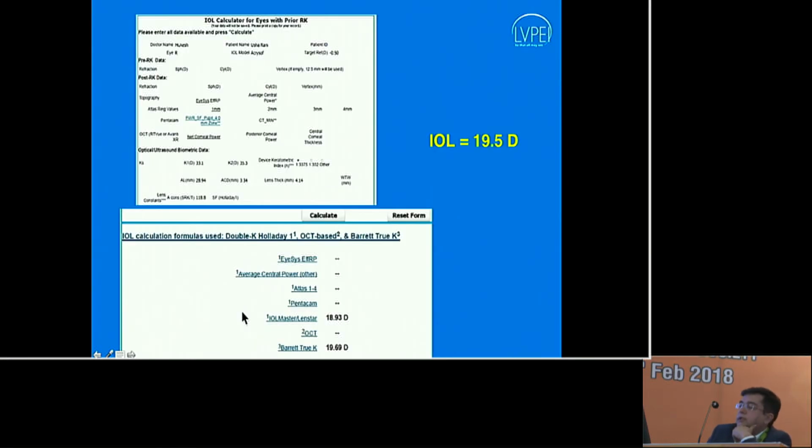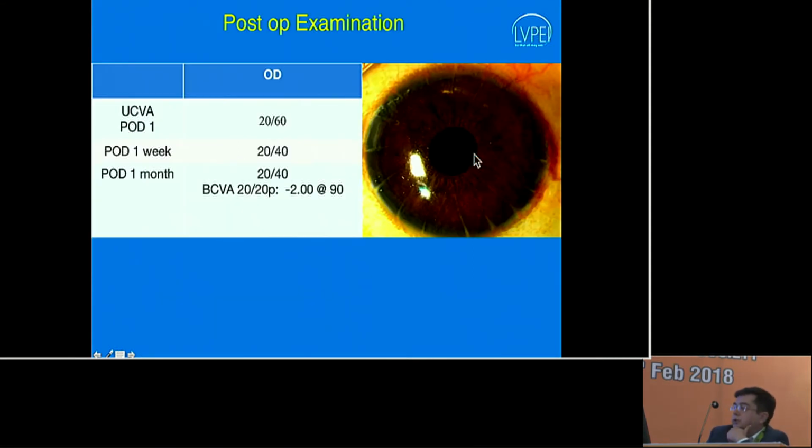But when we used the online IOL calculator, what we got was 18.93 to 19.69, and what we used was 19.5. And this is her post-op refraction after 1 month. She ended up with a cylinder of 2 at 90 with a corrected vision of 20/20.